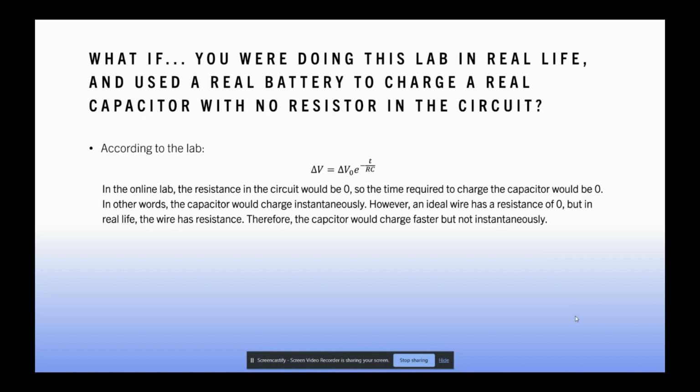According to the lab, the voltage drop across the capacitor is equal to the initial voltage change times e to the negative t over RC. In the online lab, the resistance in the circuit would be 0, so the time required to charge the capacitor would be 0. In other words, the capacitor would charge instantaneously. However, an ideal wire has a resistance of 0, but in real life, the wire does have resistance. Therefore, the capacitor would charge faster, but not instantaneously.